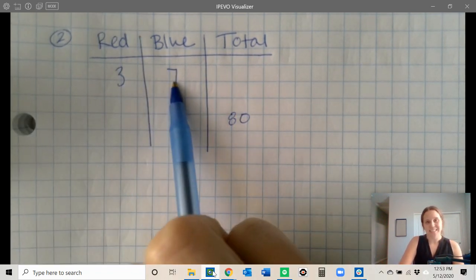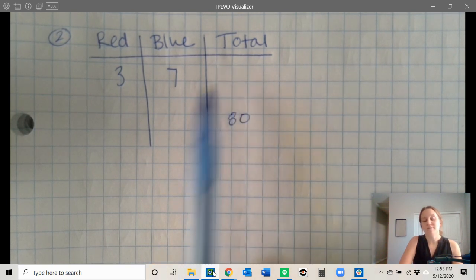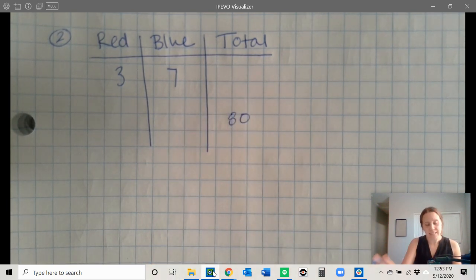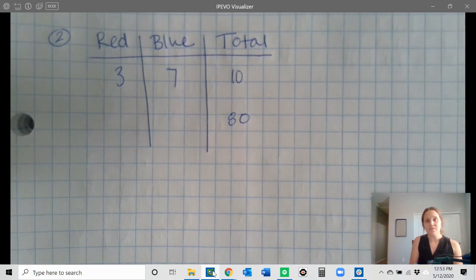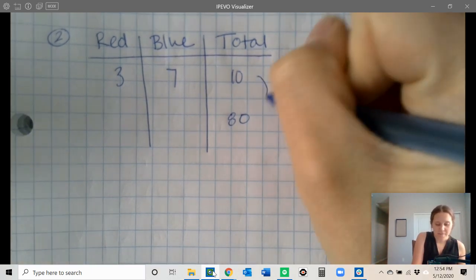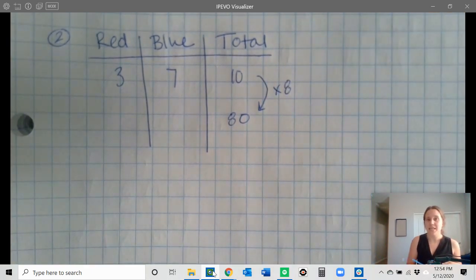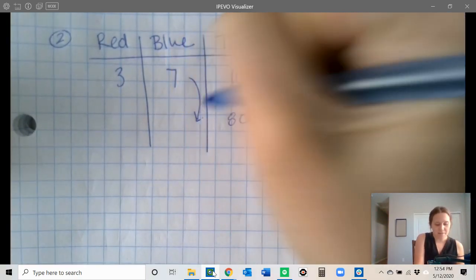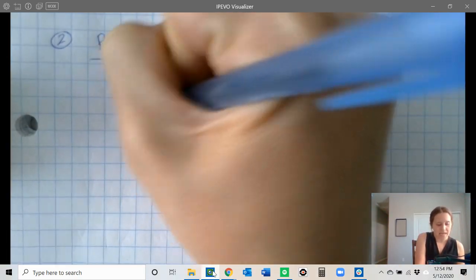If the ratio is 3 to 7, what's the total? Yes, the total is 10. We've done already the hardest part of this question. So pause the video here if you need to make sure your paper looks like this. Excellent. Then if we know we have 80 total students, we're going to multiply the parts by 8 because 10 times 8 is 80. So I can go ahead and multiply the parts all by 8.